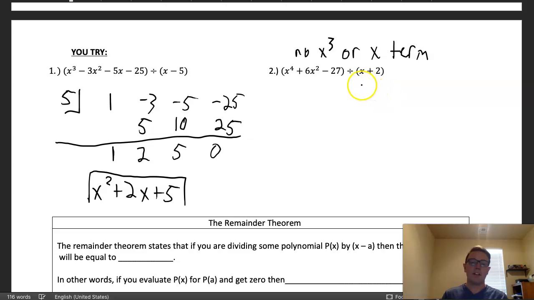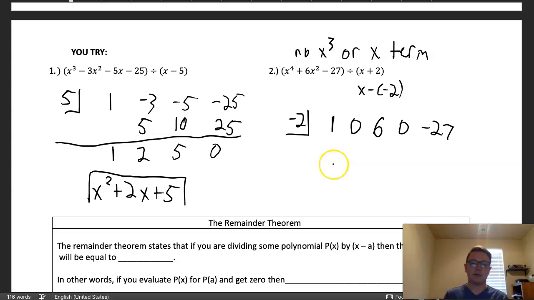For this one, we have x plus 2, so that's the same thing as x minus a negative 2. So we're going to throw a negative 2 in our box, and our coefficients will be 1. We have no x cubed terms, so that'll be 0. We have 6x squared, we have 0 x's, and we have negative 27. Now we're going to add these together.